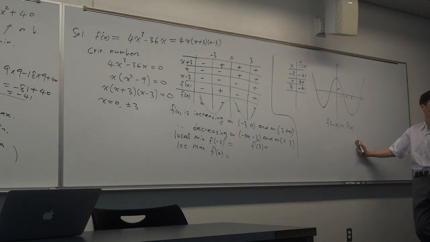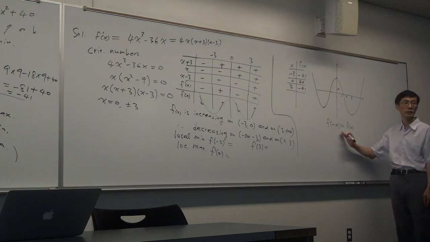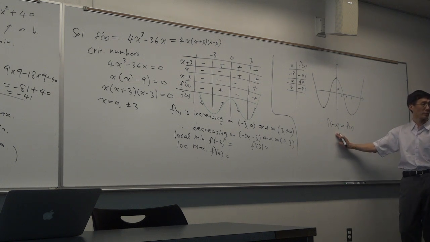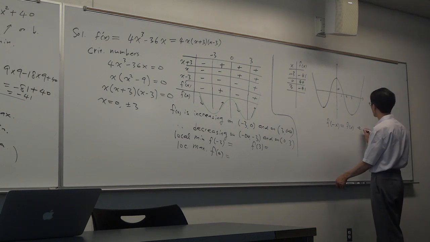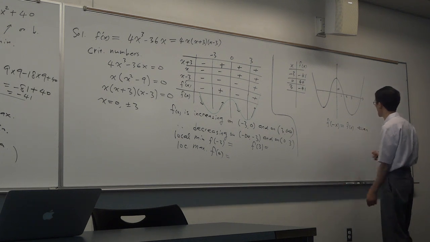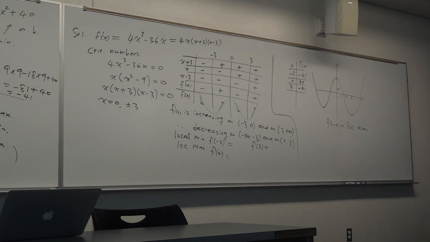And those functions satisfying that property have a particular name. What's it called? Yeah, that's called an even function. And if it's an even function, it should be symmetric with respect to what? The y-axis.